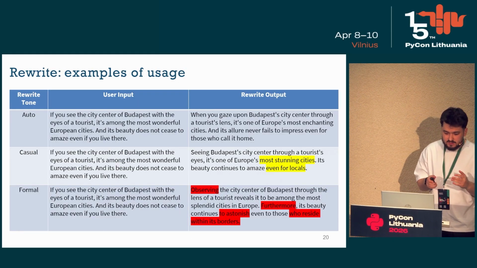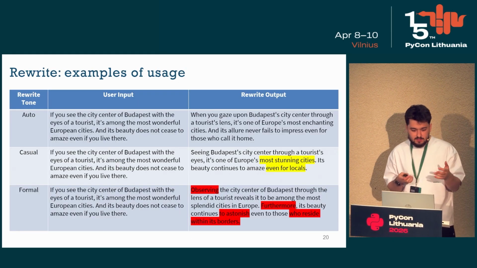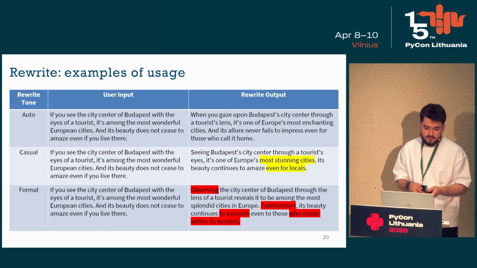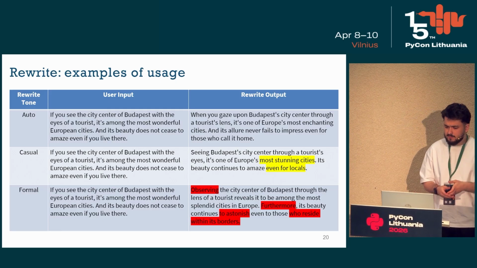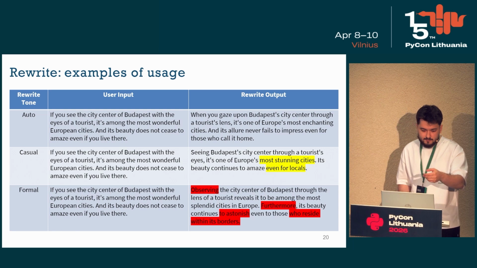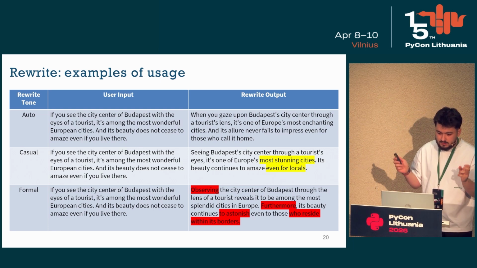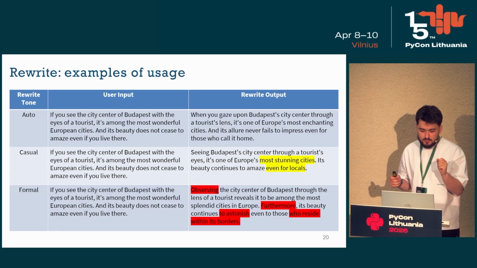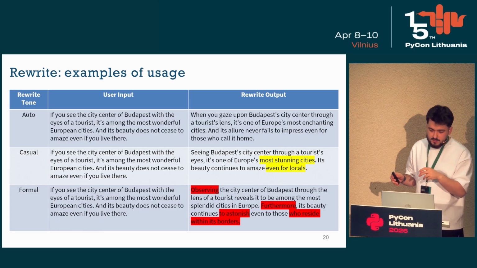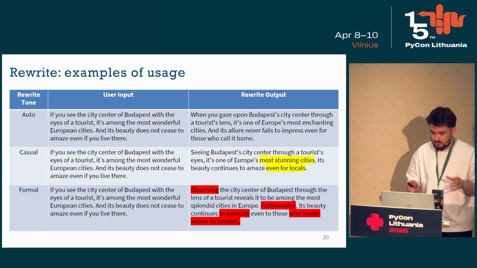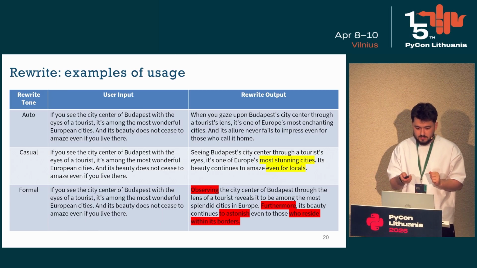And here are just some examples of these skills and the tones for rewriting. For example, the input is something about Budapest, and for the casual tone it says most stunning cities, and even for locals. But for the formal tone, instead of saying if you live there, it's who reside within its borders, which sounds a bit more professional and so on.